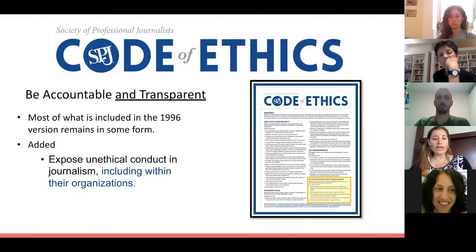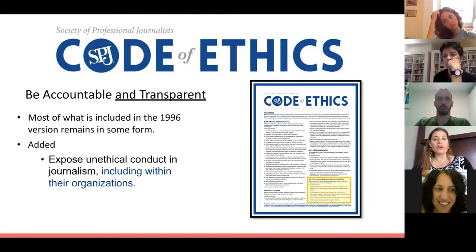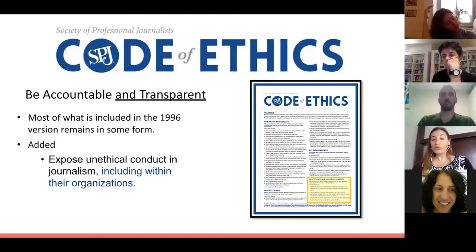And then we have be accountable and transparent. And here we're talking a little bit about conflicts of interest. If you have a conflict with someone you're reporting on, making sure you're disclosing those conflicts and talking about that. When we talk about conflicts of interest, we talk about the fact that there might be real conflicts, but then sometimes it's just the perception of a conflict that can be just as bad.